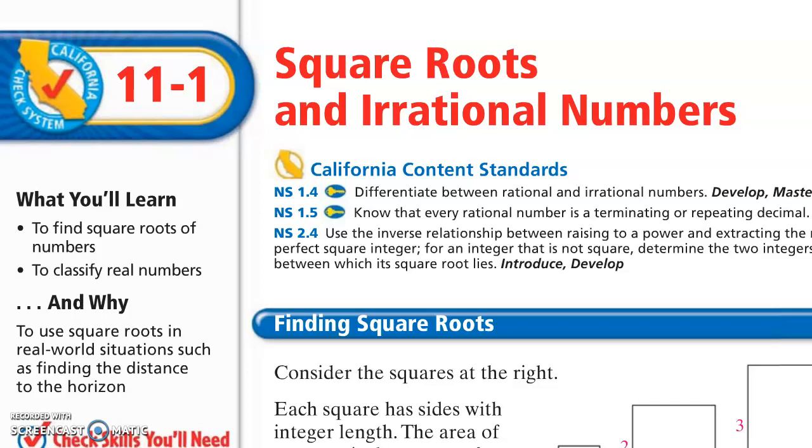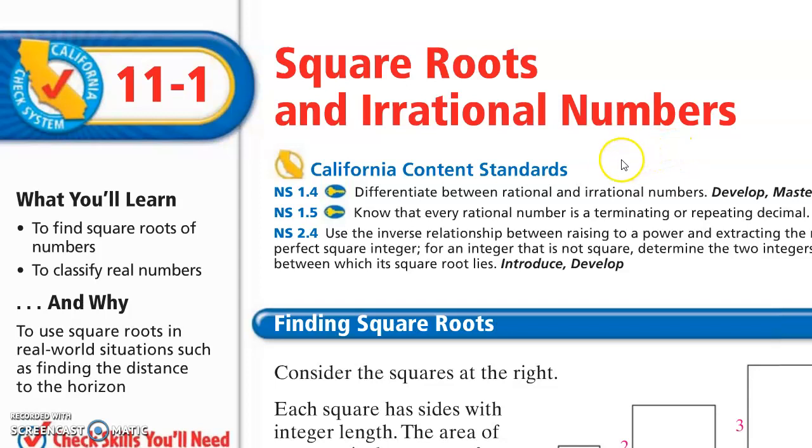We are starting a new chapter, chapter 11. This is 11, lesson 1, and we're going to be talking about square roots and irrational numbers. Now, the good news is you probably have some experience with square roots. We have talked about square roots in the past, and we're going to talk about irrational numbers and better define these things.